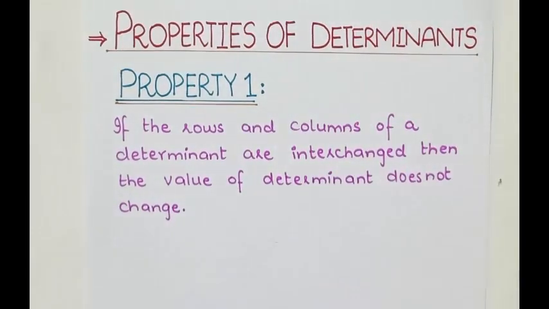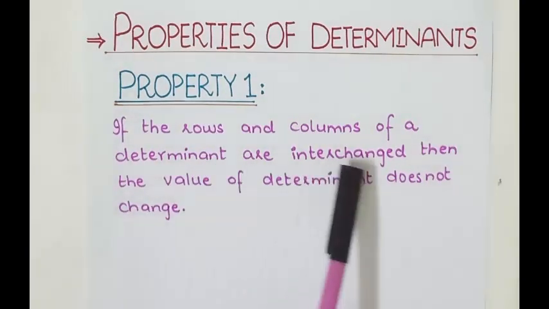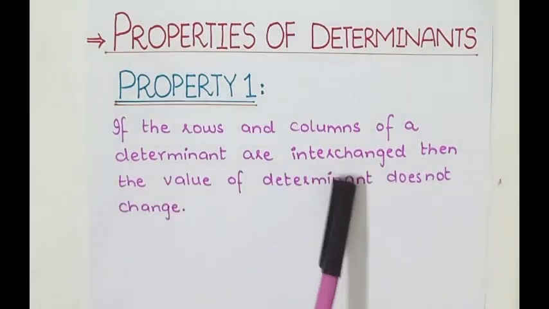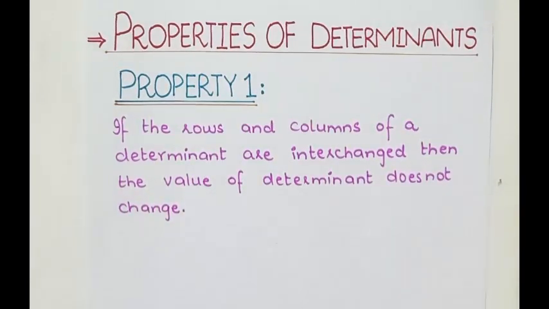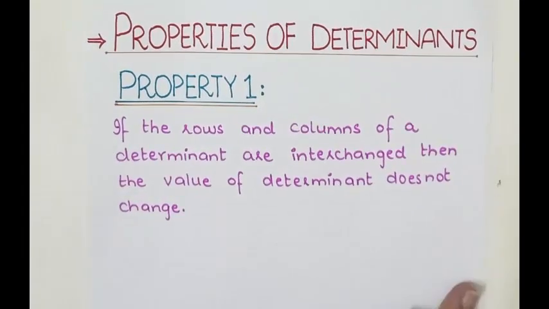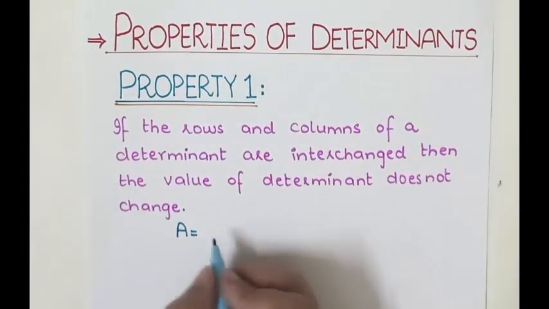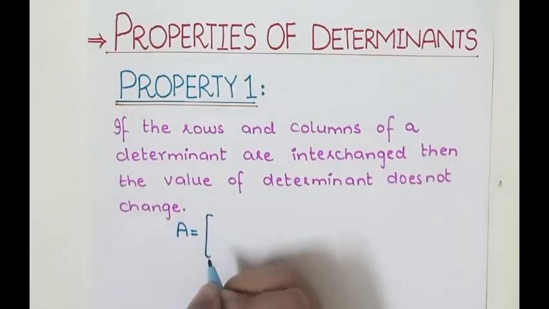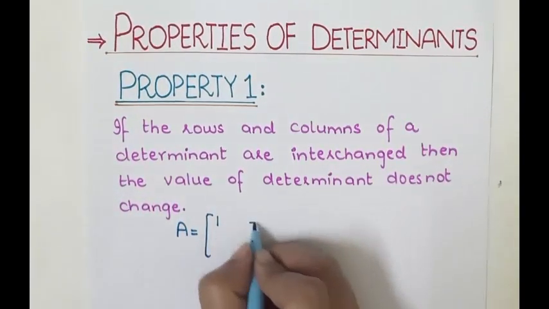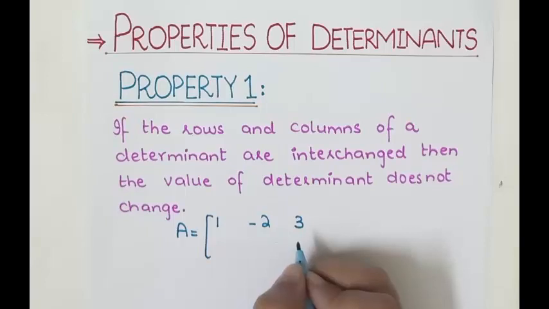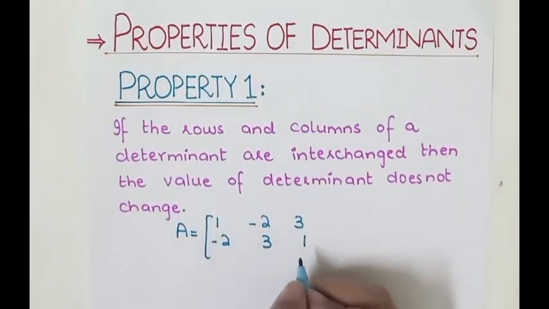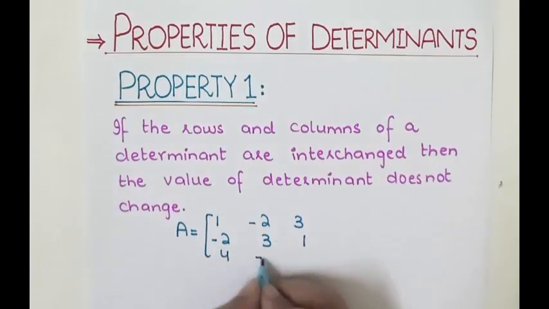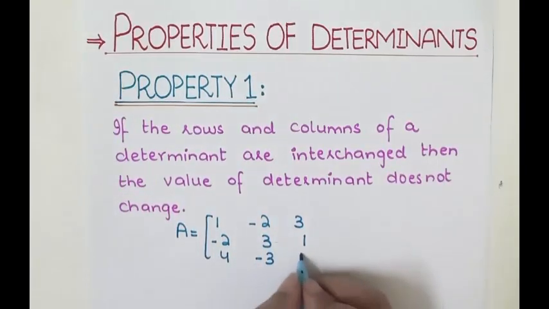Okay, so this is property number 1. If the rows and columns of a determinant are interchanged, then the value of the determinant does not change. Let's take an example of a determinant. Suppose we have a determinant A and its value is equal to 1, minus 2, 3. Then we have minus 2, 3, 1. 4, minus 3 and 2.